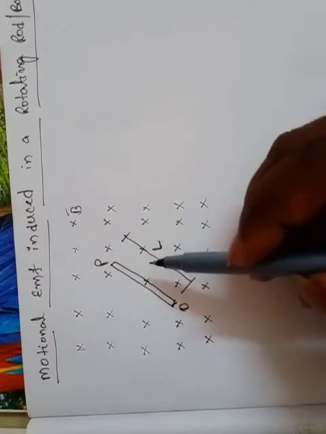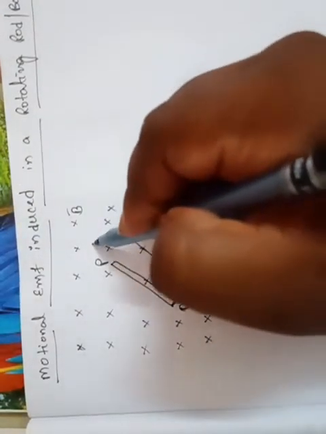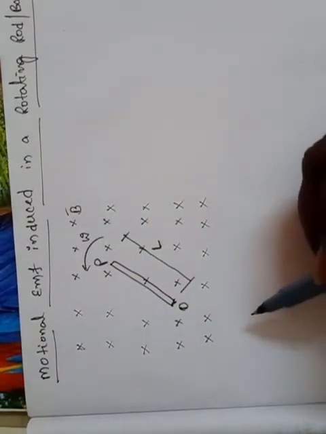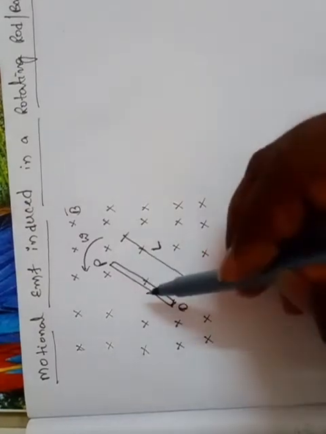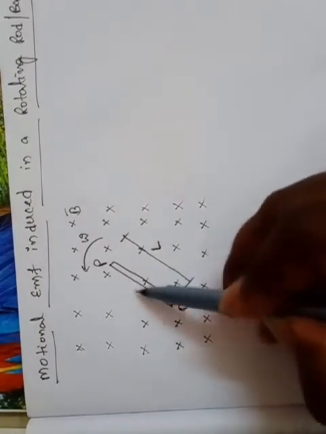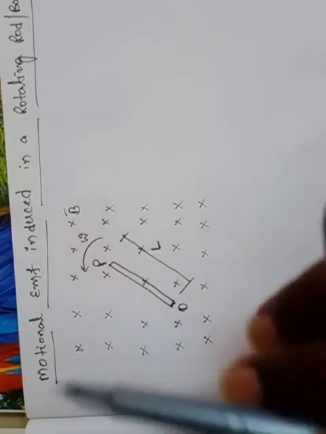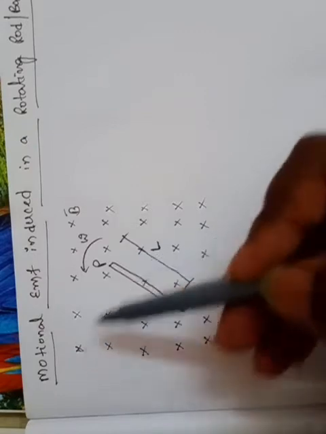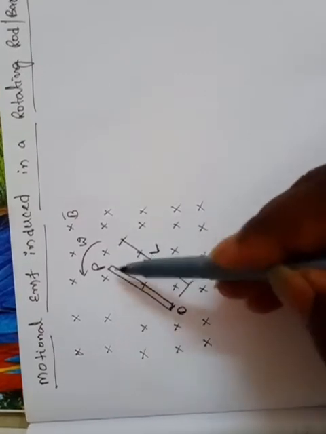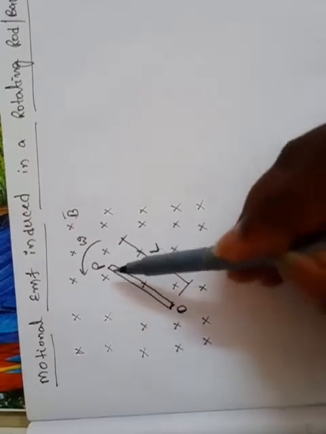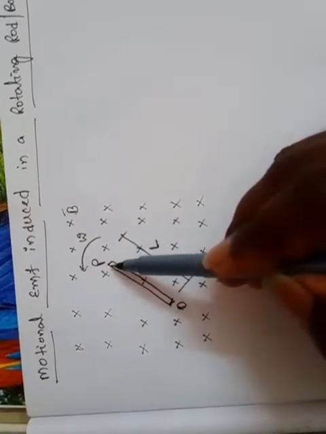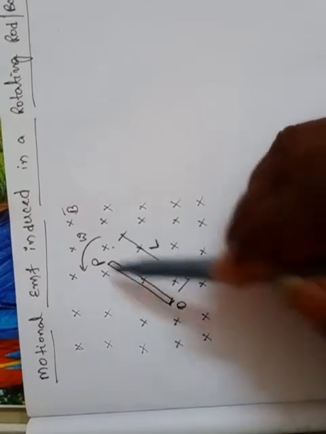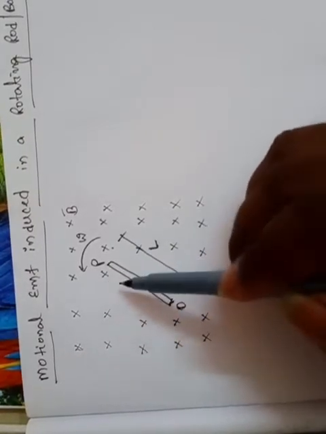Let us consider this rod is moving with a certain constant angular velocity omega. The rod is moving perpendicular to this magnetic field, and the velocity vector is along the tangent direction. If it is rotating, it makes a circular motion. So at any point, what is the direction of the velocity? Along its tangent. So the tangent direction, the magnetic field, and the length of the conductor are all three perpendicular to each other.